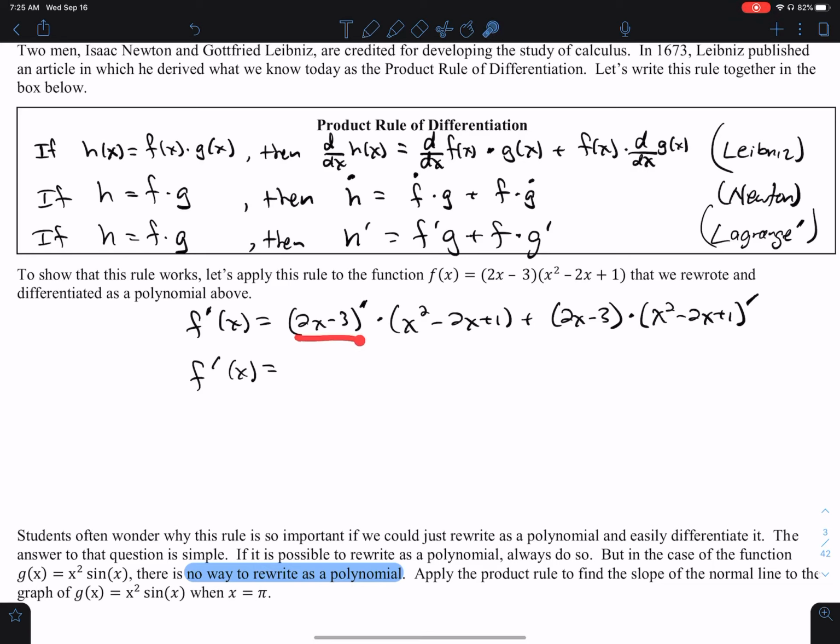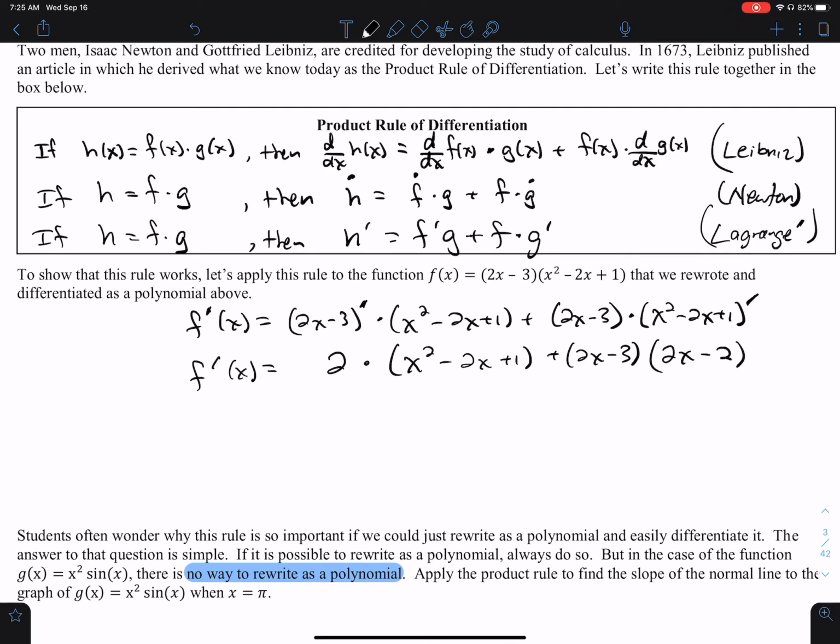So what's the derivative of 2x minus 3? It's just 2. It's only one term in that derivative, so we don't need to put it in parentheses. Derivative of the second function is two terms, 2x minus 2. So I cannot leave it like I just wrote it, because we are multiplying this whole thing times this binomial. So this needs to be in parentheses.